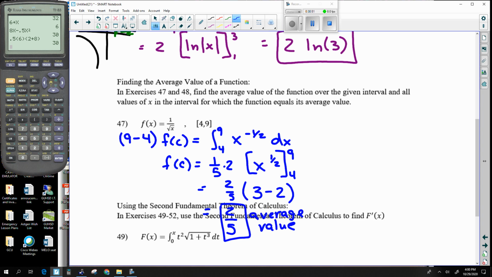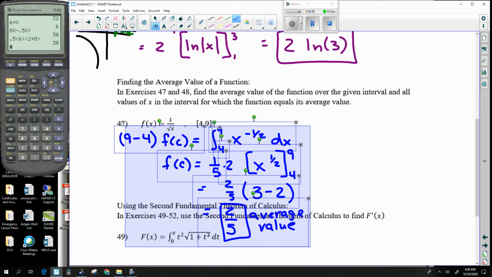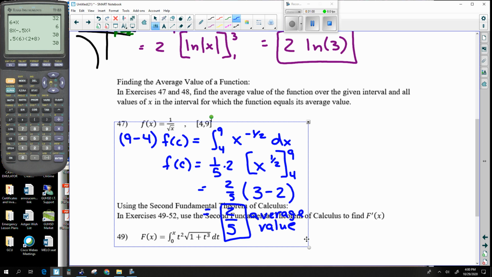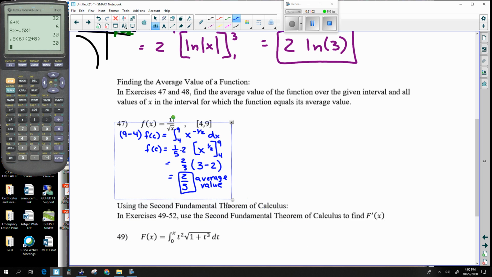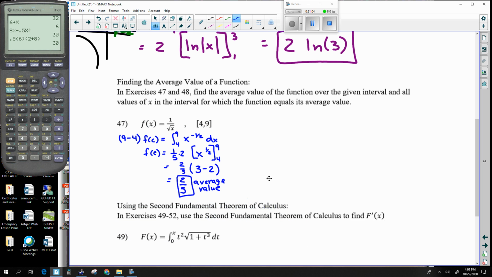Okay, but that's not the entire question. So we found the average value. So find the average value of the function over the interval. And then any values of x on the interval for which the function is equal to the average value. So in essence, we're finding these values of c. And they're going to be on the interval from 4 to 9.